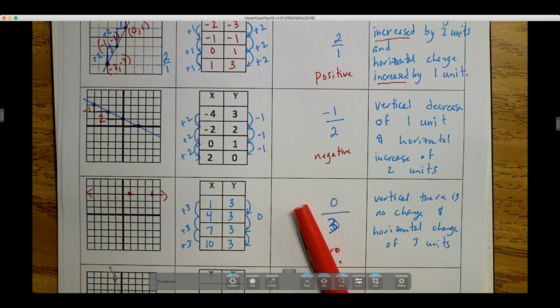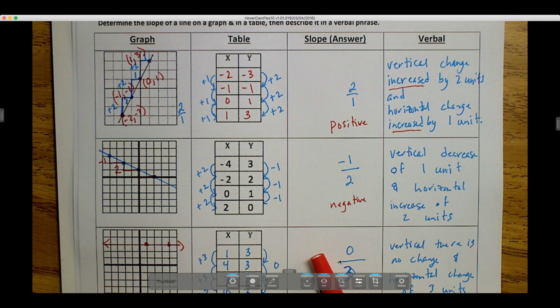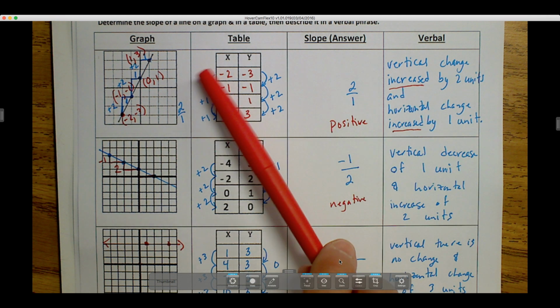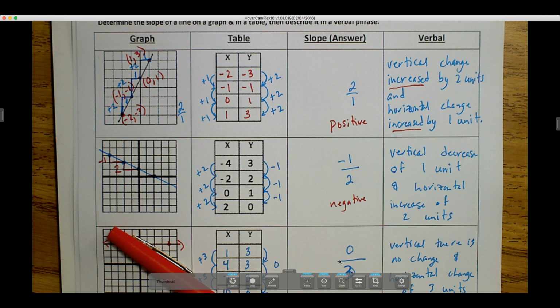And understand the difference between a graph and a table and a verbal description should be describing the exact same slope.